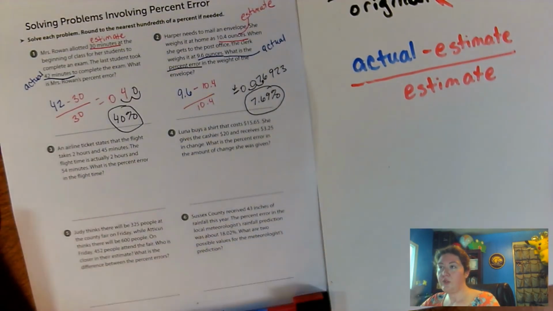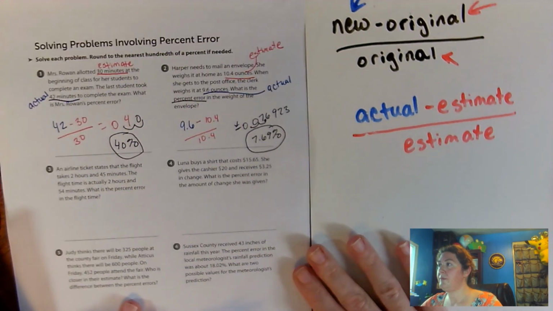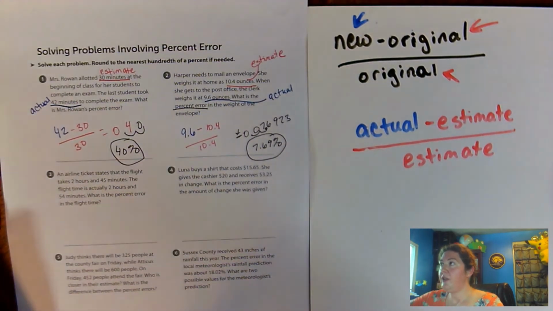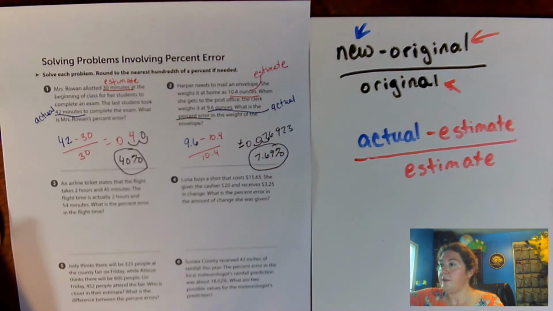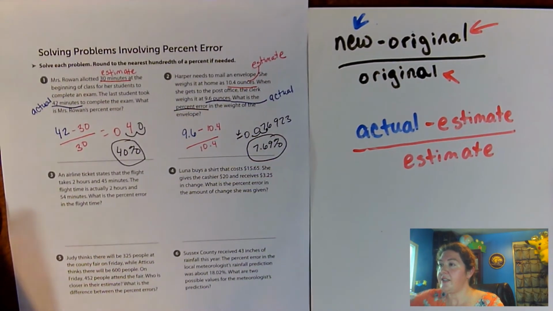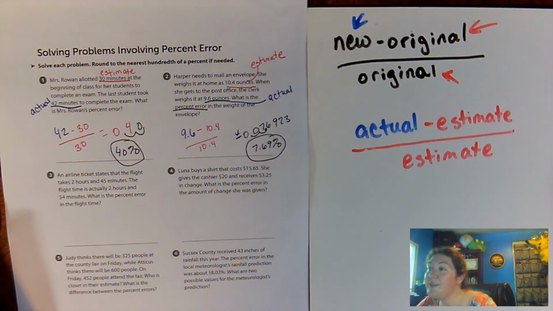Alright, we're going to do 2 more, and then I'm going to give you a few hints on number 5, and then you're on your own. Alright, here we go. Get my sheet straight again. Number 3. An airline ticket states that the flight takes 2 hours and 45 minutes. The flight time is actually 2 hours and 54 minutes. What is the percent error in flight time?